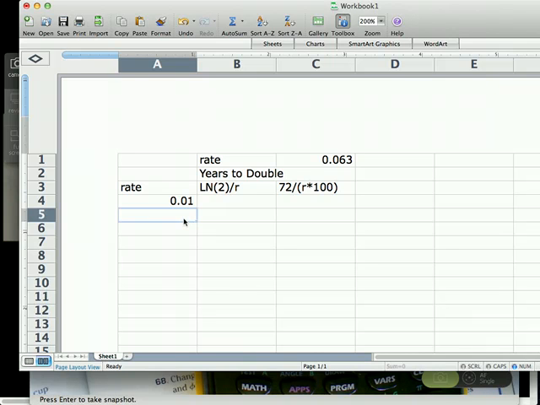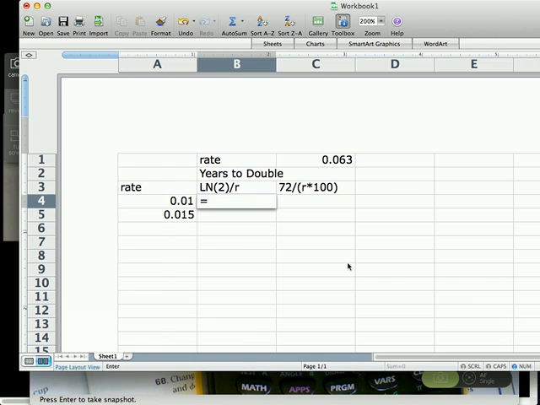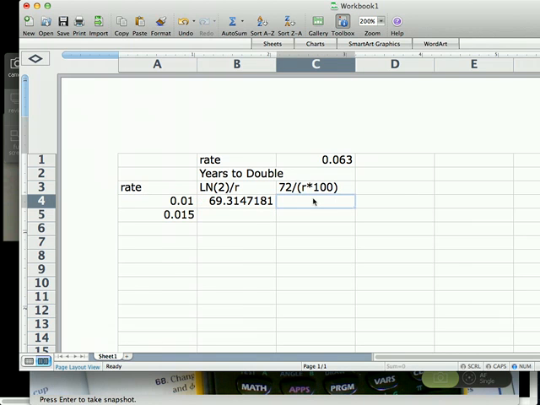So then I'll have this increase by like 0.5%, so it equals the previous one plus 0.005. Still lagging. All right. And then this one will just equal, actually, is there an ln function? Good. Ln of 2 divided by that is what this cell will equal, right? And that's what we got earlier. And this one will equal 72 divided by that times 100.